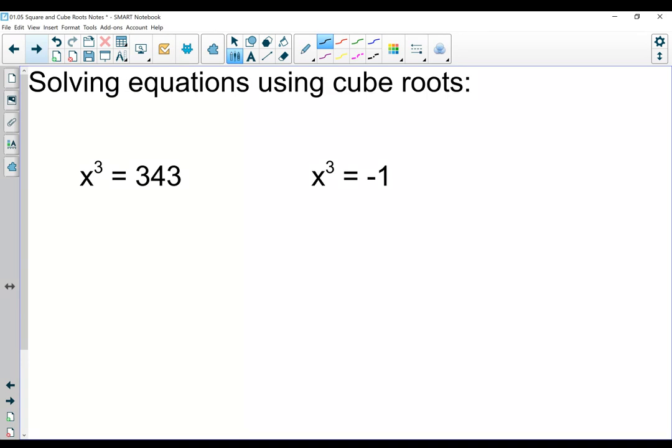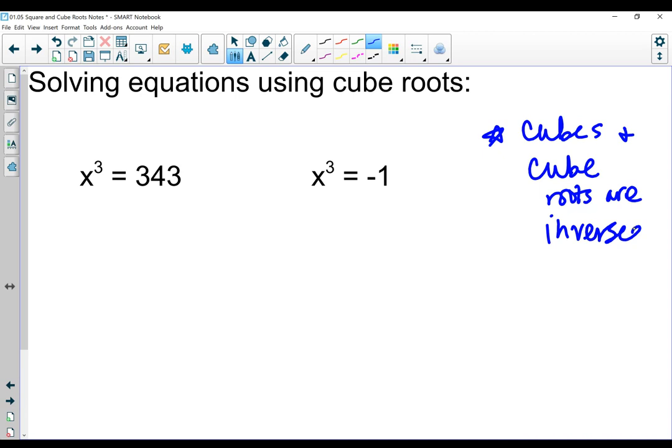Now we're going to solve equations using cube roots. So if multiplication and division are inverses, adding and subtracting are inverses, squares and square roots are inverses, then cubes and cube roots are inverses. So if I have x cubed, then I need to do a cube root on both sides. So then I'll have x equals, and I'll have to figure out what number times itself, I gotta have 3 factors, would equal 343. So first I'm gonna use my calculator and do 9 times 9 times 9.